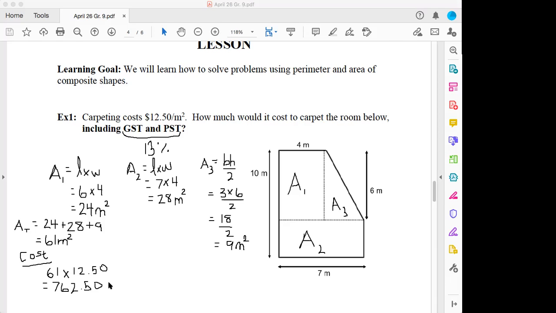Okay. And to find our tax, so that was supposed to be an arrow. It's Sunday morning right now. I'm trying to record these ahead of time, so I'm not fully awake.